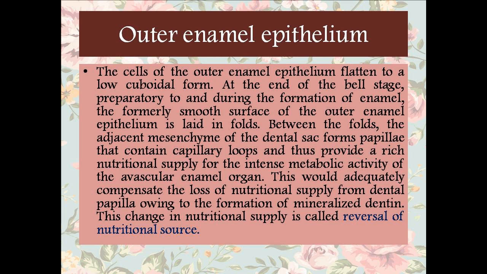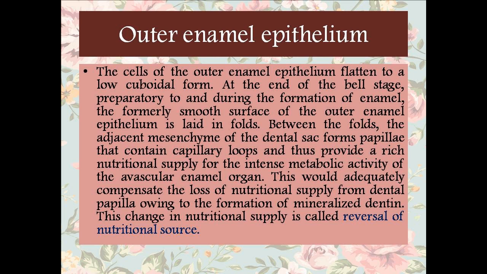At the end of the Bell stage, preparatory to and during the formation of enamel, the formerly smooth surface of this outer enamel epithelium will form folds. So, ideally the outer enamel epithelium surface is smooth. But later at the end of the Bell stage, that is as the Bell stage advances, you start seeing folds. Between these folds, the adjacent mesenchyme of the dental sac forms a papilla that contains capillary loops and thus provides a rich nutritional supply for the intense metabolic activity of the avascular enamel organ.